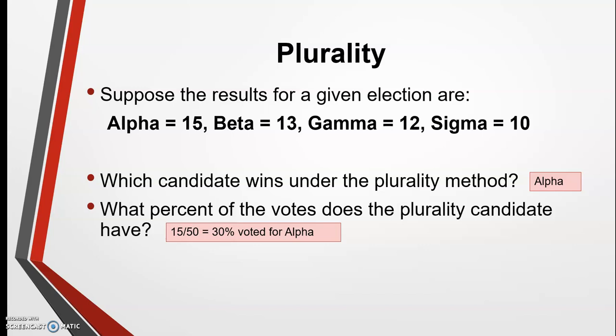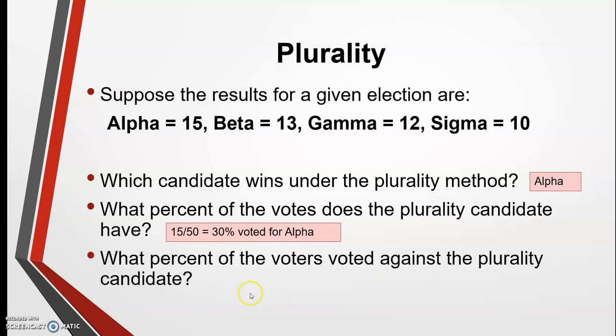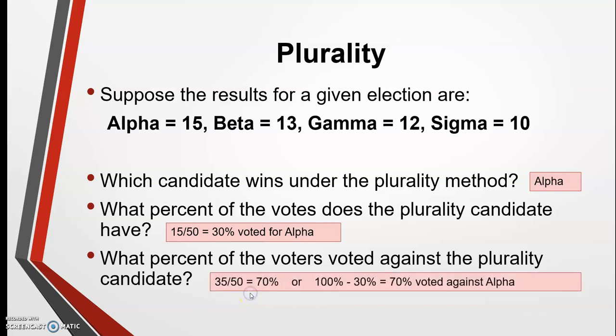And we're going to look at fairness criteria in our last section in Unit 1, and we're going to see that all of the various methods that we have do have fairness issues. So it's really just a matter of choosing the one that works best for your scenario. So what percent of the voters voted against? Well, if 30% voted for alpha, then 70% voted against, and that goes back to the argument that we just made.